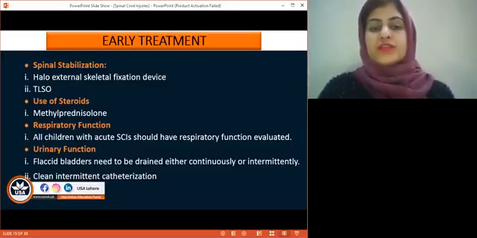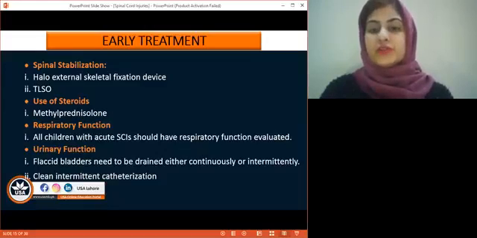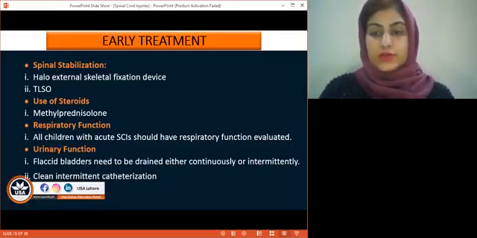In order to manage respiratory function, all children with acute spinal cord injuries should have a respiratory function evaluation. For urinary function, flaccid bladders need to be drained either continuously or intermittently, while clean intermittent catheterization can also be done.